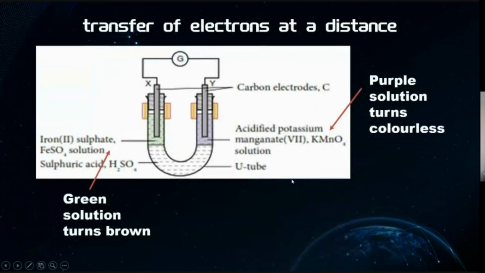Okay, next is the transfer of electrons at a distance. So no battery. Normally we use the galvanometer. Iron(II) sulfate solution, this one is a very popular example. Iron(II) sulfate solution, and then acidified potassium manganate(VII) solution, using the U-tube. The U-tube here will be sulfuric acid. Observation here, purple turns to colorless. Iron(II) changes to iron(III), so the green solution turns to brown color, which is Fe3+. So this one undergoes oxidation. The oxidizing agent undergoes reduction.